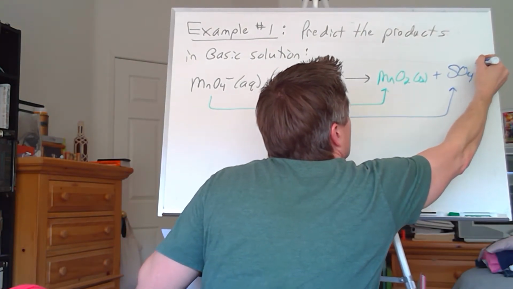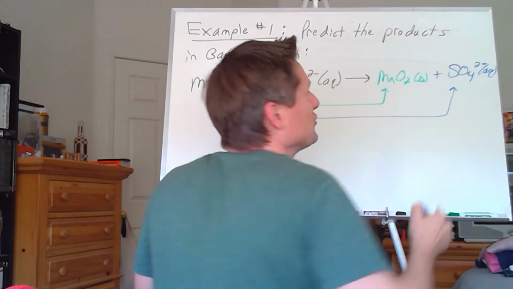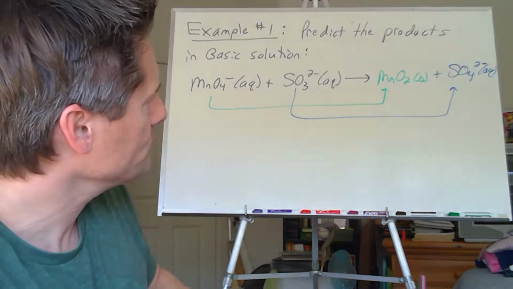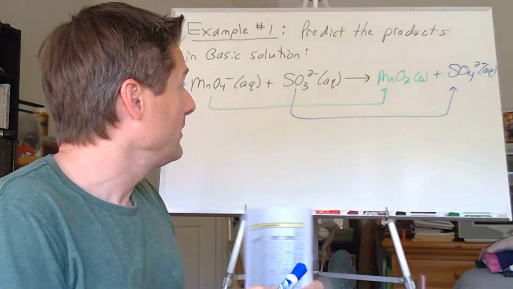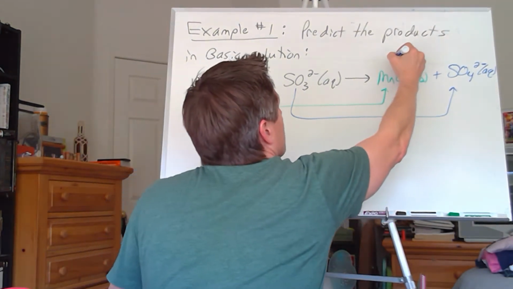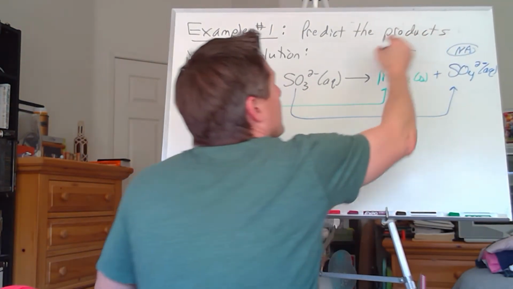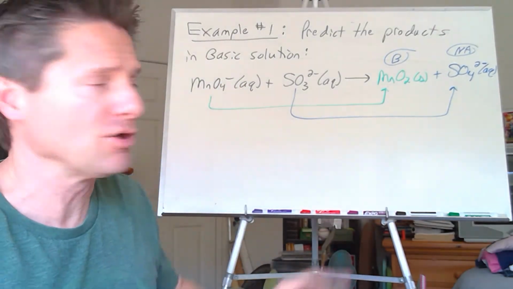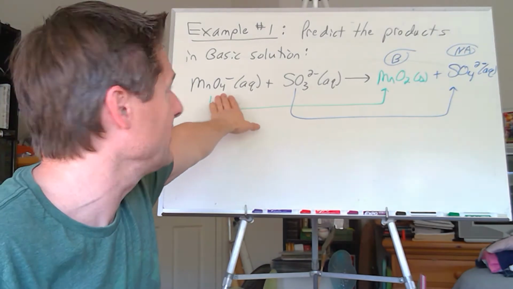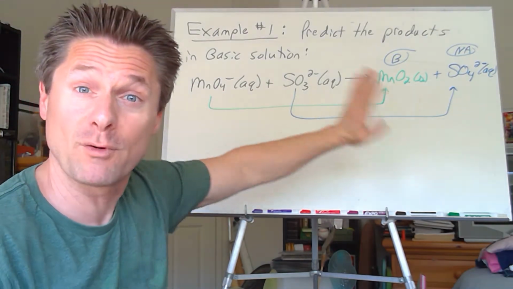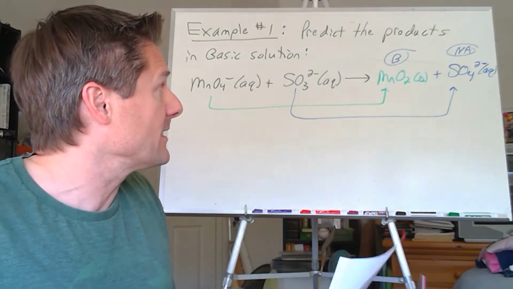SO4 2 minus, and anything with a charge has to be (aq), right? So that's how we predict our two products. Now, the mediums match, right? This was basic. That was not acidic, so those match, right? This could occur in basic solution. Now, if I didn't tell you acidic or basic, this would be impossible because the MnO4 minus forms Mn2+ in acidic. That'd be a hard problem on a test. That's why I had to tell you it was basic.